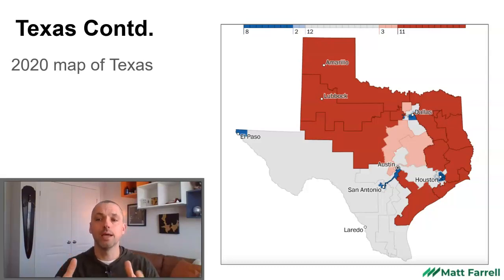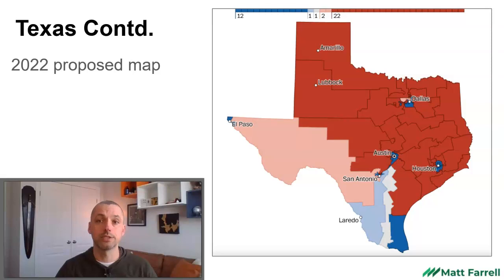What this map has, you can see by the bar at the top of the screen there, 11 safe Republican districts, 8 safe Democratic districts, 5 districts that could lean slightly that way, and then 12 competitive districts in the middle. Now, politicians don't like running in competitive districts.